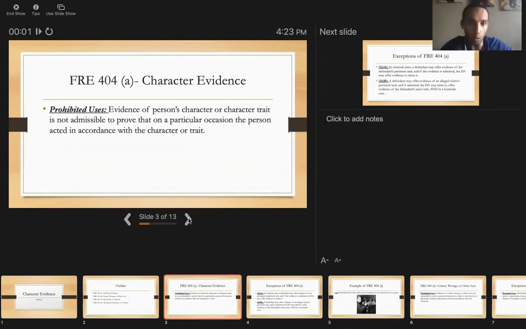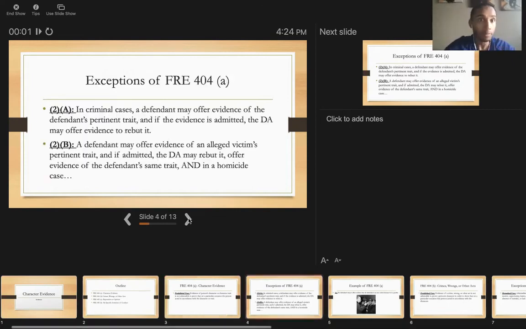The general rule is this: evidence of a person's character or a character trait is not admissible in court to prove that on a particular occasion that person acted in accordance with that character or character trait. We're going to go through an example, but first let's go to the next slide, which will bring out the exceptions to this rule.